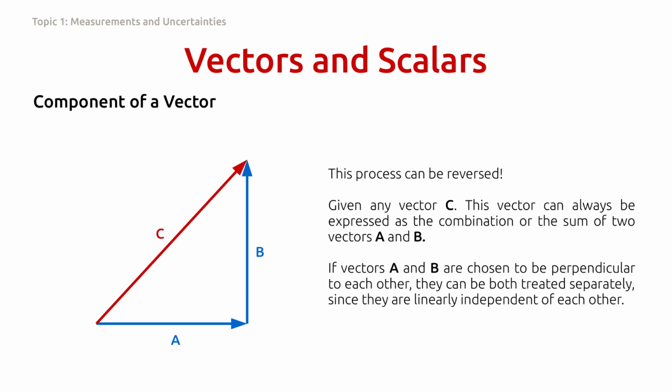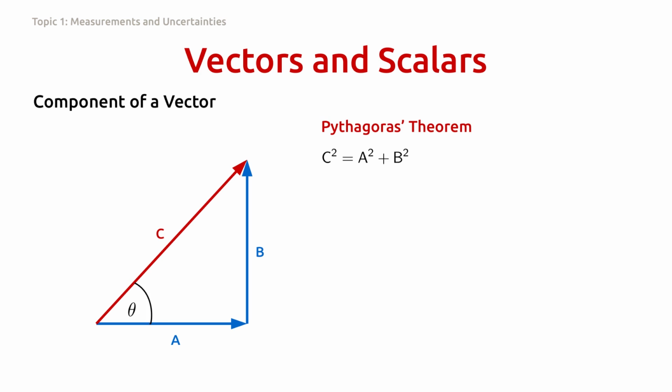However, if vectors a and b are chosen to be perpendicular to each other, they can both be treated separately, since they are linearly independent of each other. The term linearly independent comes from vector analysis, which means that if two vectors are linearly independent of each other, it is not possible to write one as a multiple of the other. Vectors a and b here are referred to as components of vector c. A is the horizontal component and b is the vertical component.